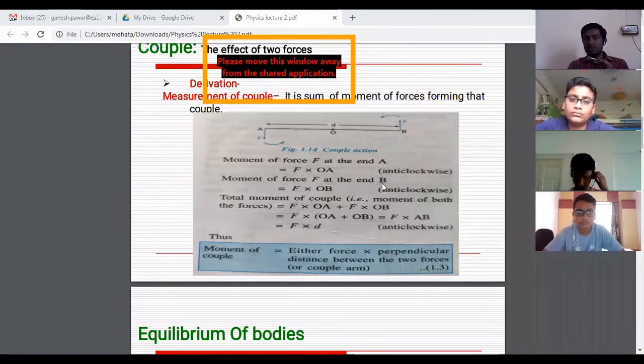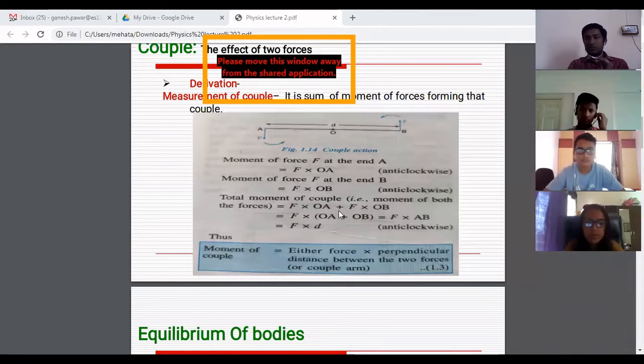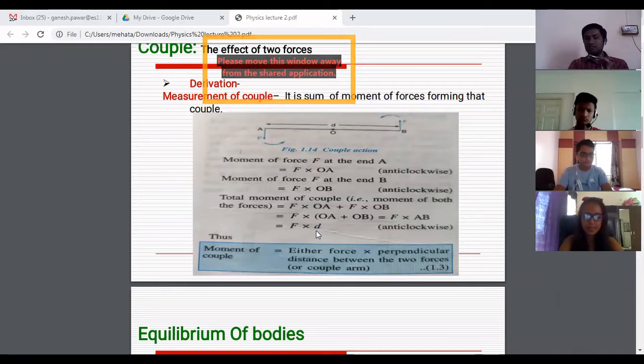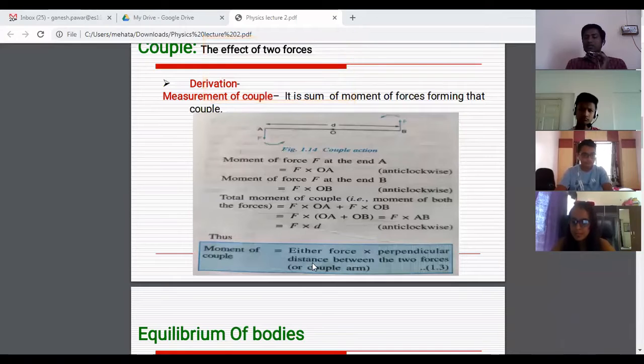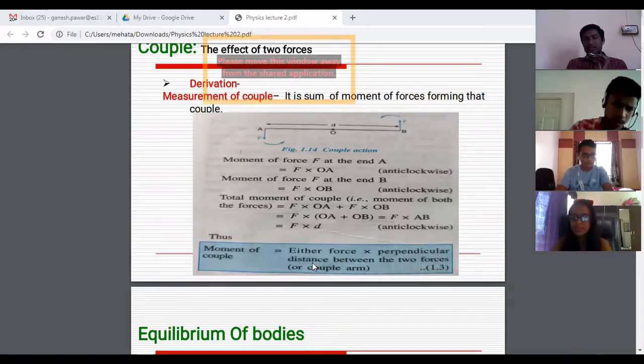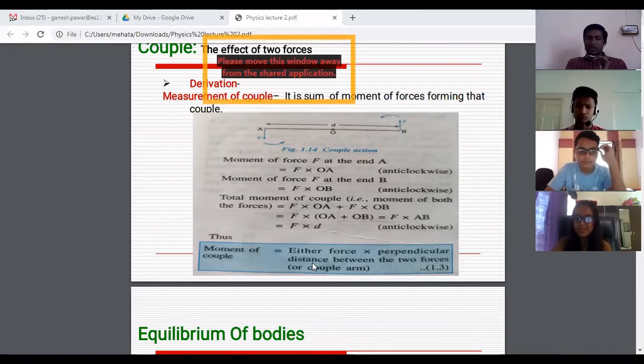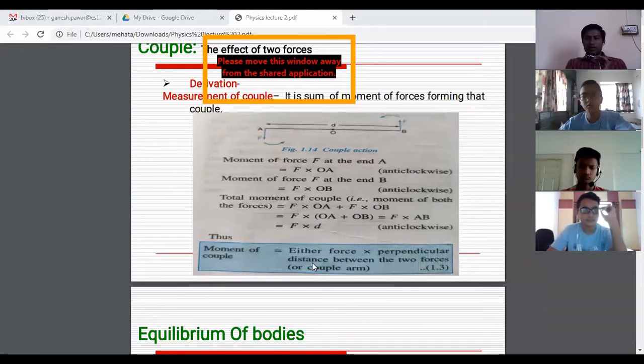In this case, both of them are anti-clockwise, so we have taken the sum over here. F into OA plus OB comes out to be AB, and AB is called a small d. Then the formula for moment of couple is the force into the perpendicular distance between the two parallel forces. Clear, children? Yes, sir.